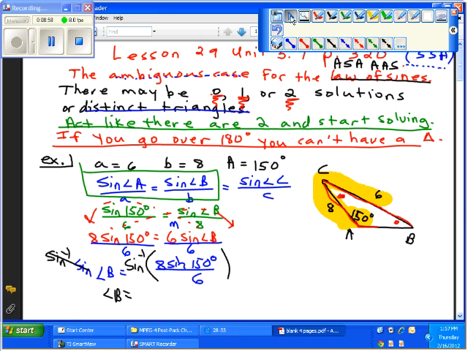Now, I'm going to get another calculator to do this on. You can punch it in your graphing calculator. Make sure your calculator is on degrees. So we're going to do second sine, 8 sine 150, close that parenthesis, divide by 6, close that parenthesis, and we get 41.8 degrees.